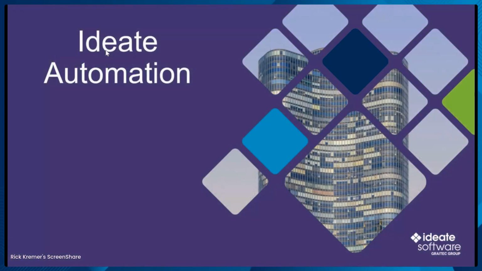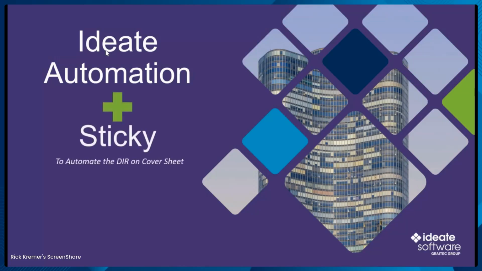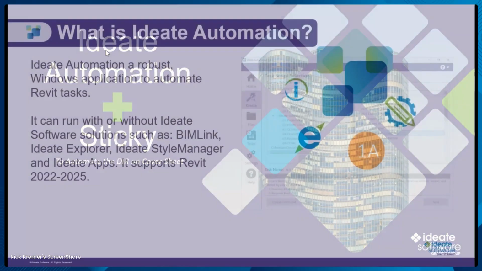Here, we're going to use Ideate Automation and Ideate Sticky. Together, we're going to use both of these software solutions to automate our document issue record on our cover sheet. We'll automate this so that we can simply have our issue record documents on our cover sheet always up to date. And we never have to worry, do we have the latest information on our cover sheet?